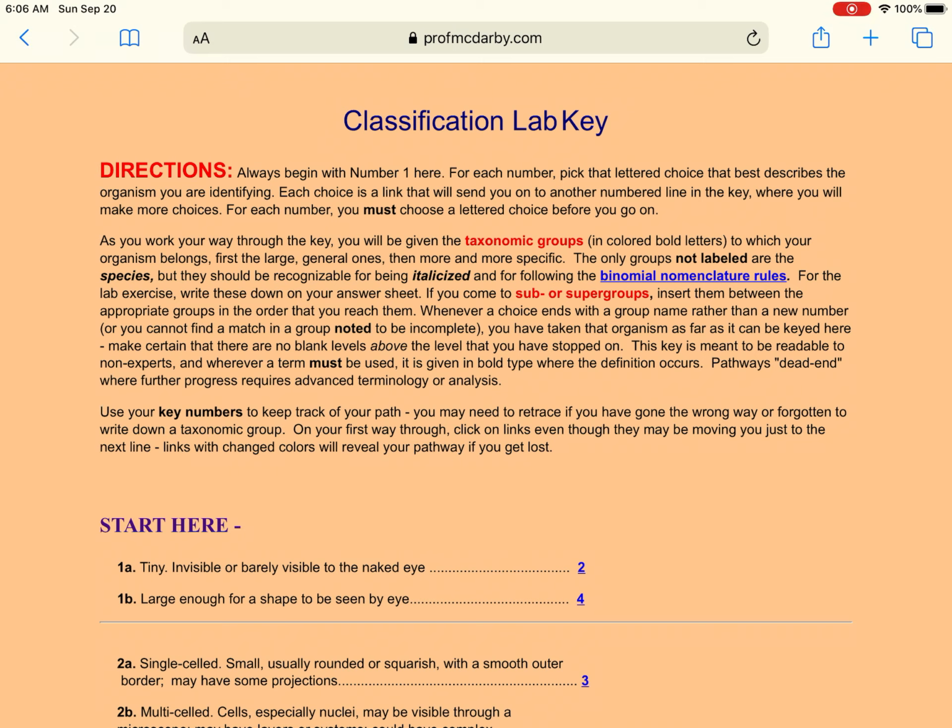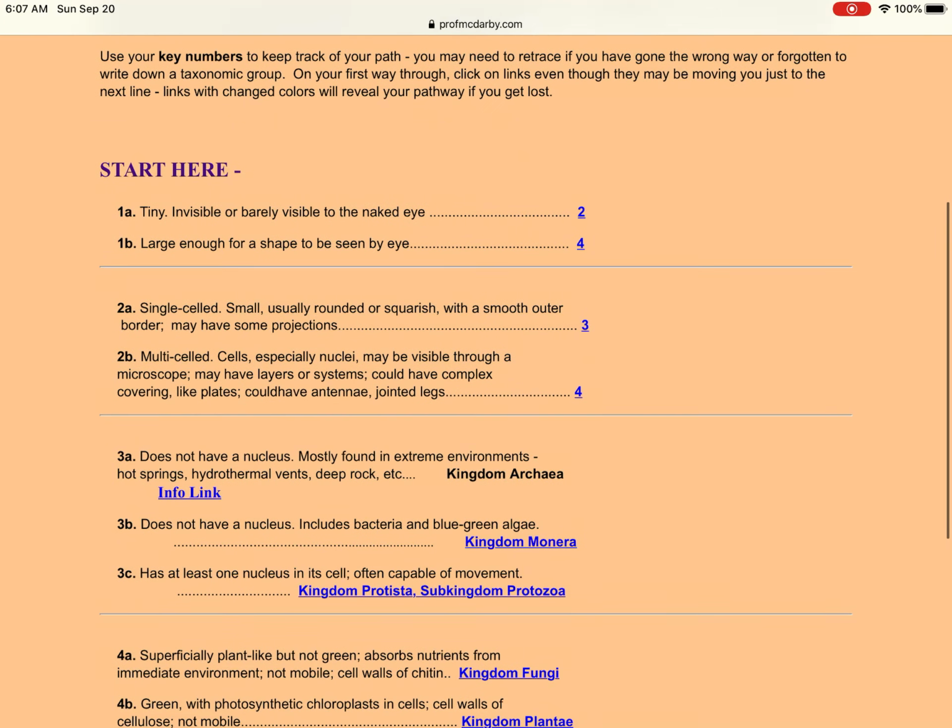So I'm going to take you through a demonstration of how this works, where if you were filling out your answer sheet under common name, it would say human. So you always start at the very beginning for anything. You've got your two choices for number one, A and B. Tiny, invisible or barely visible to the naked eye, or large enough for a shape to be seen.